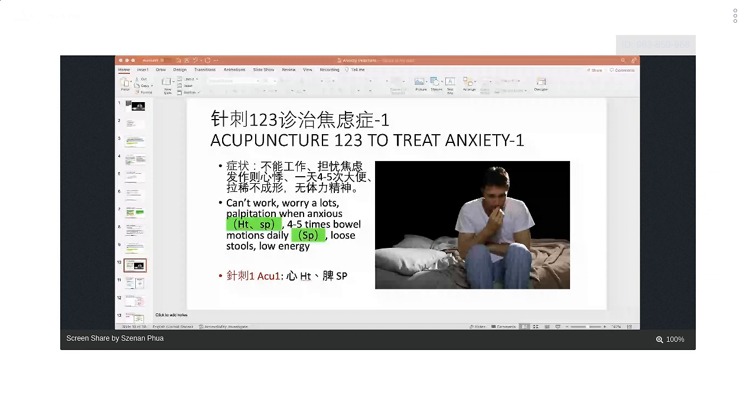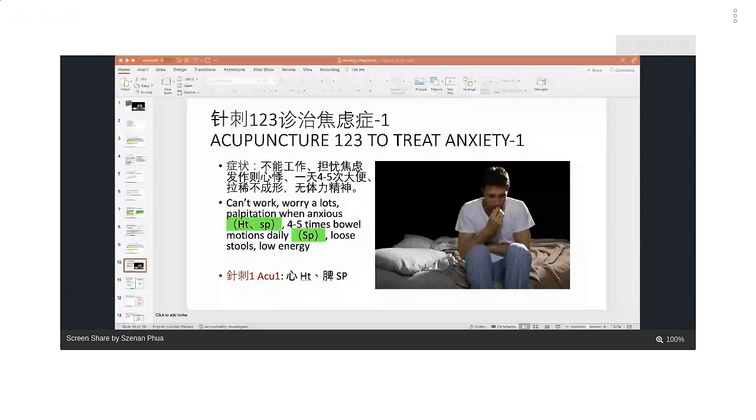All right. So does that make sense? Sorry, I forgot to show you the presentation. As I'm showing you again, you see can't work, worry a lot, palpitation when anxious, that's heart and spleen, and the bowel motion, that's spleen. Does it make sense to you? That's simple, right? Do you get it? If you're following, please type 2, reply 2. Okay. Thank you.